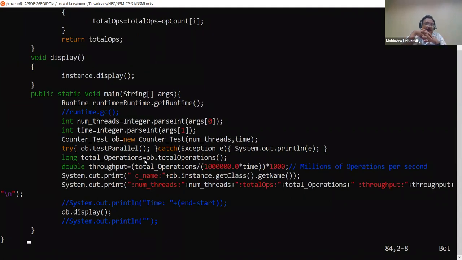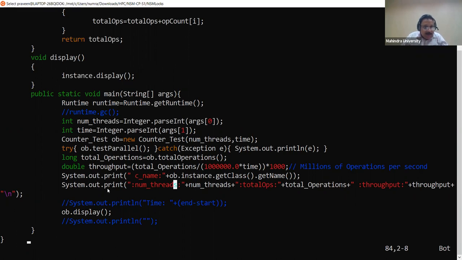When we look at the main method, we are passing two arguments. First argument is the number of threads. Second argument is the time. Yes, we are going to perform the increment operation with that many threads and this much amount of time. That means all the threads together perform some number of increment operations.